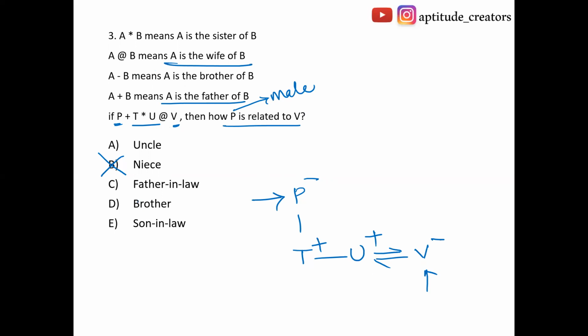Wife's father, we can say father-in-law. Answer is option C, father-in-law. Brother is not possible because the people are not in same generation. The person is in above generation. Son-in-law is also not possible. The person is not in below generation. Uncle is also not possible. Answer is option C, father-in-law.